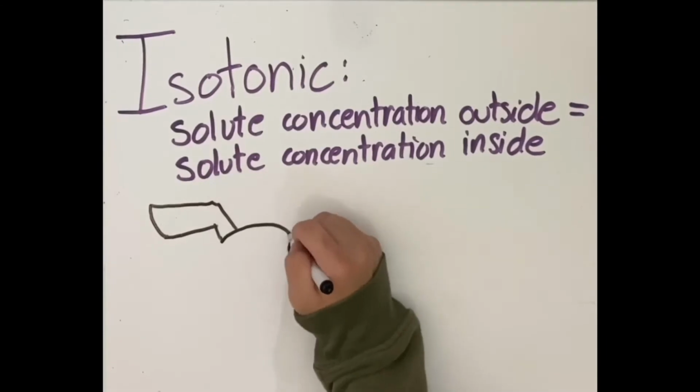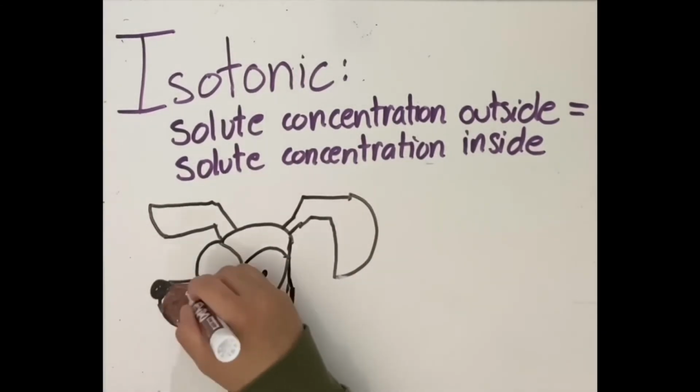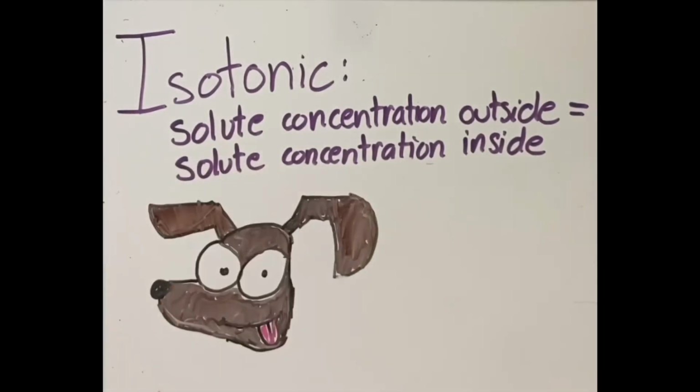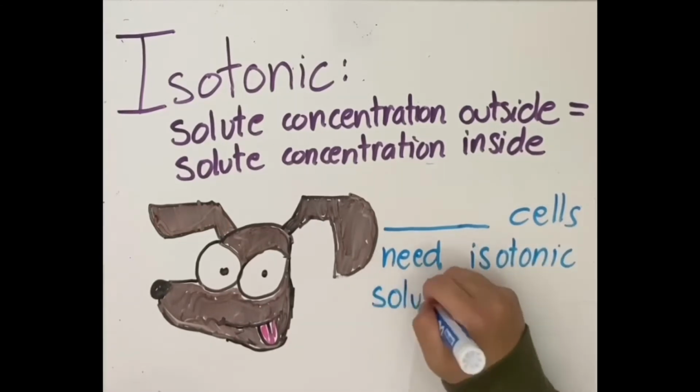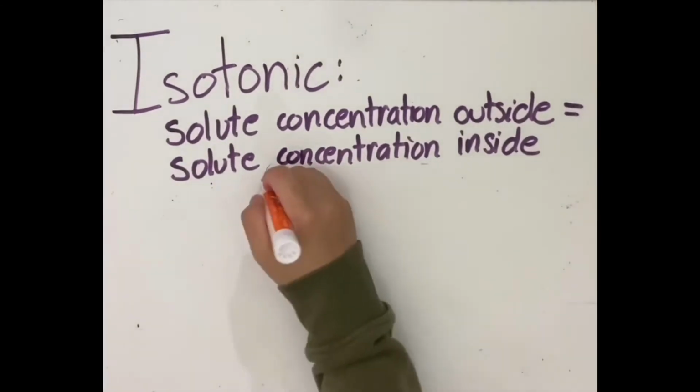Physics flashbacks. See, the question now is, why am I drawing a puppy? Well, there are many reasons. The puppy is relevant. It's cute. Also, it is an animal, and animal cells need isotonic solutions to maintain homeostasis.